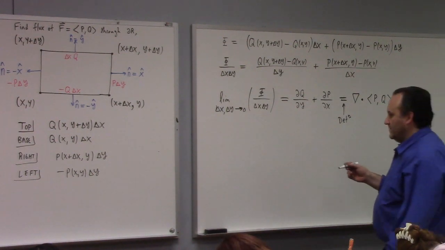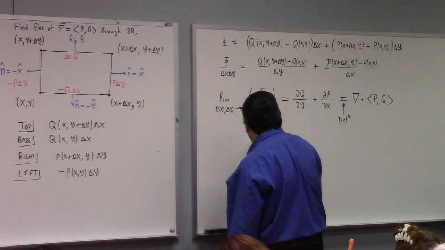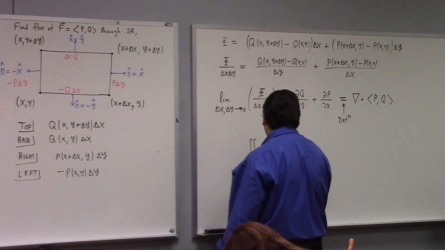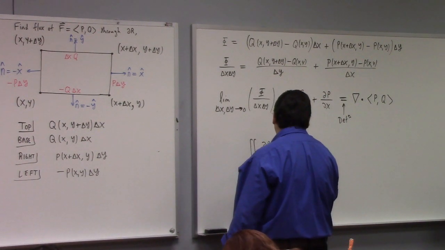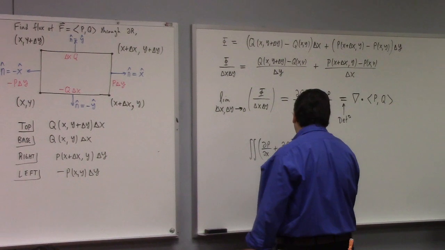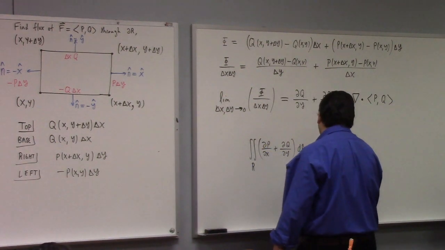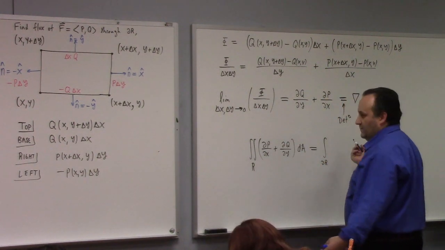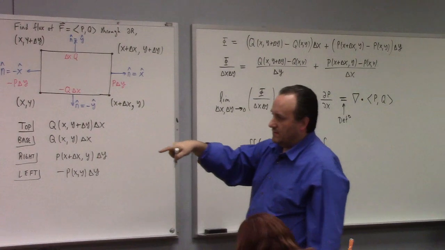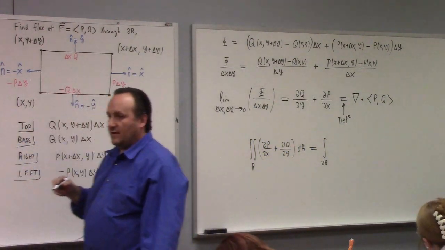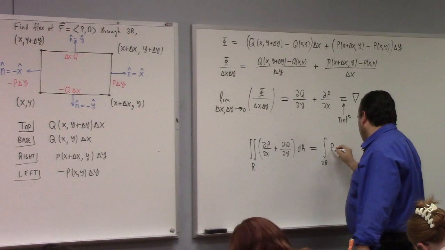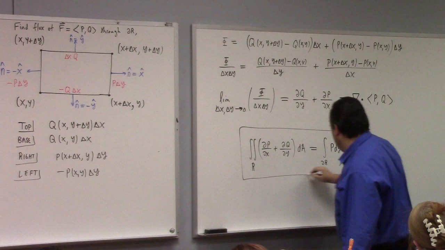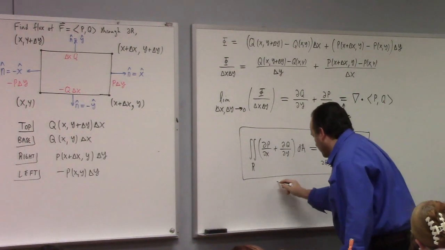So this motivates the following integral. This suggests that the integral of partial p partial x plus partial q partial y dA over the rectangle is equal to the integral over the boundary of the rectangle of the flux. Well, what's the flux? We just worked out that the flux is p dy minus q dx. That is the divergence form of Green's theorem.